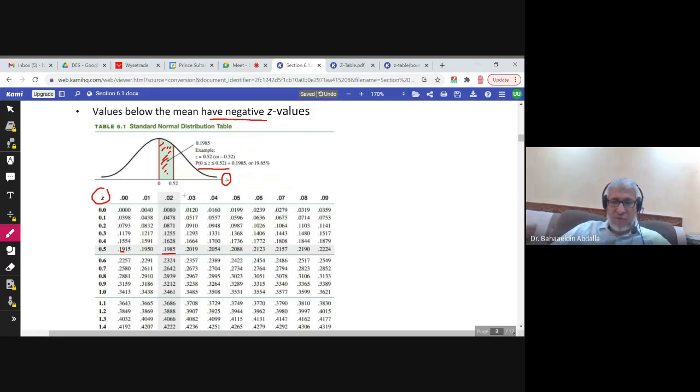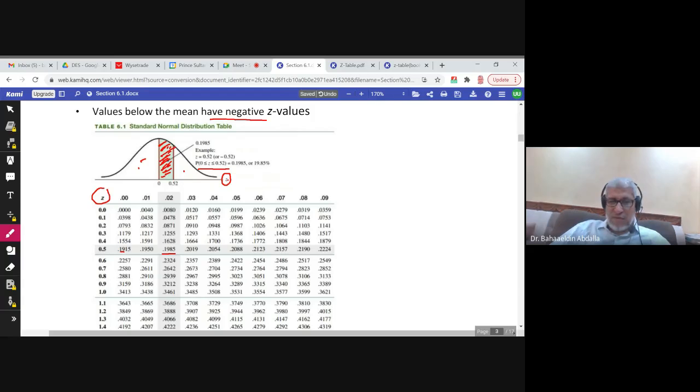So what is 0.1985? It is this area. This area is equal to 0.1985, and it is also the probability that Z is between 0 and 0.52. So the table gives you areas like this. It does not give you this area. It does not give you this area, okay? But this area is known.